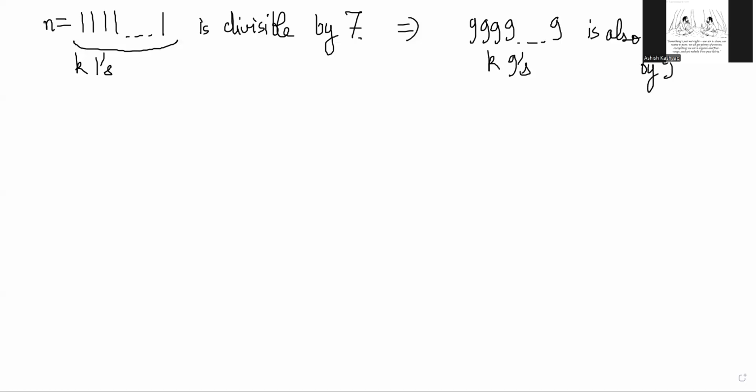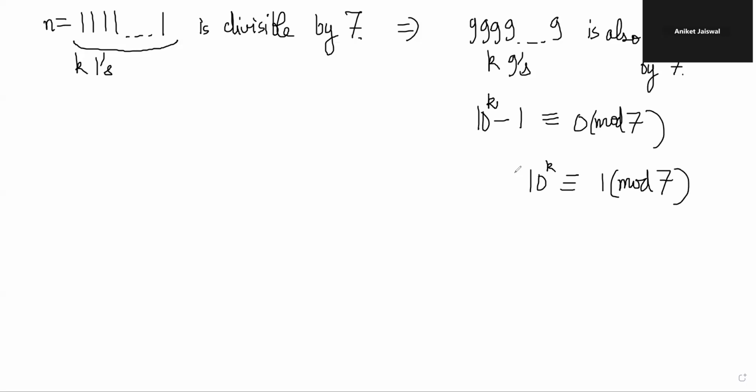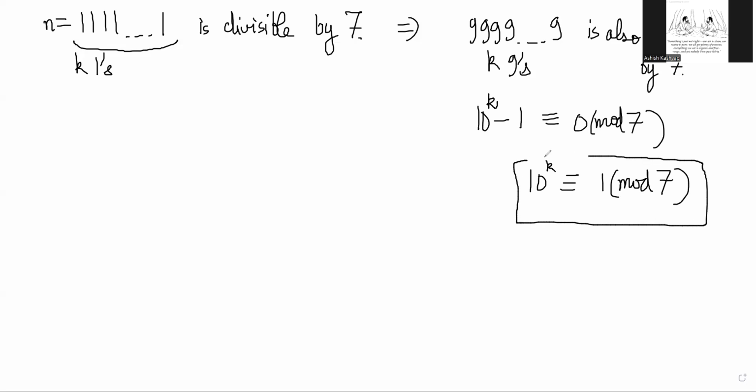We have just multiplied by 9, and that doesn't affect anything here. So 10 power k minus 1 is divisible by 7. So we are getting 10 power k is congruent to 1 mod 7. So the condition from the problem is equivalent to saying 10 power k is congruent to 1 mod 7, right?